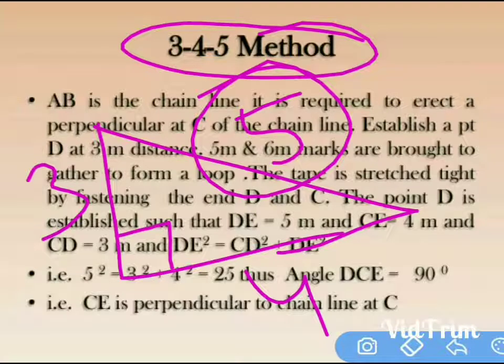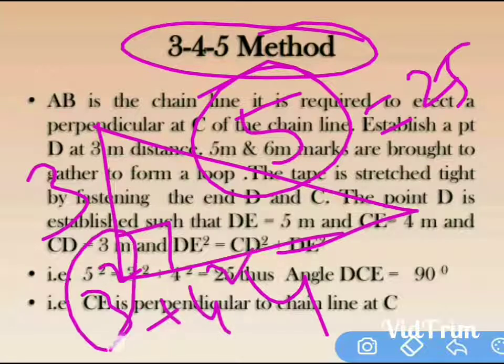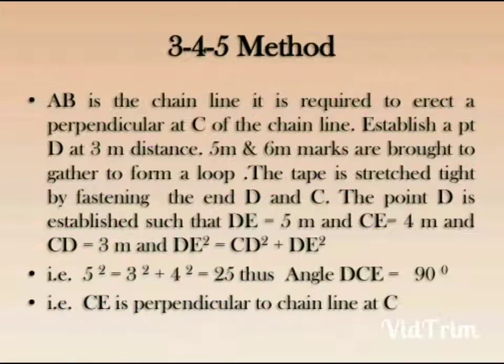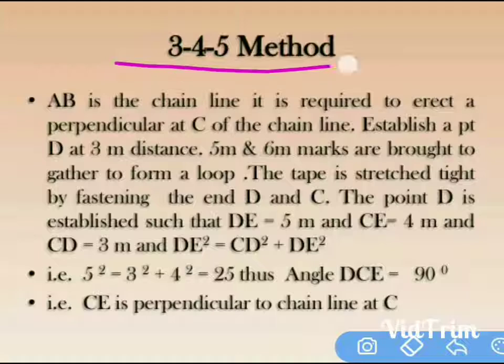So apply Pythagoras. 5 square, 5 into 5, is 25. That value is equal to 3 square plus 4 square. 3 square means 9, 4 square means 16, right? 16 plus 9 becomes 25, right? 25 is equal to 25. So by using the Pythagoras theorem we set the perpendicular offsets, that is the 3-4-5 method.